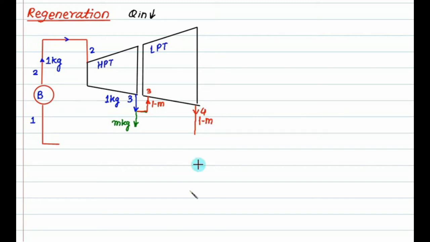And now we have a condenser here. This side is low pressure, this is high pressure, and this one is taking place at intermediate pressure. I am getting here m kg of steam which is extracted from this side, and from the condenser I have this one as 4 and this one as 5. The mass is still 1 minus m, but this time it is water, a low pressure water.